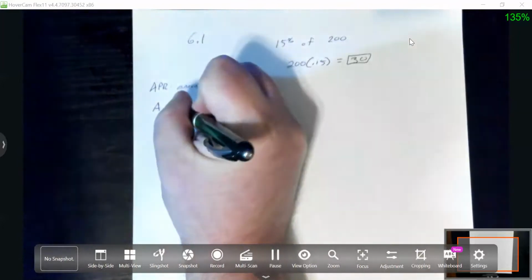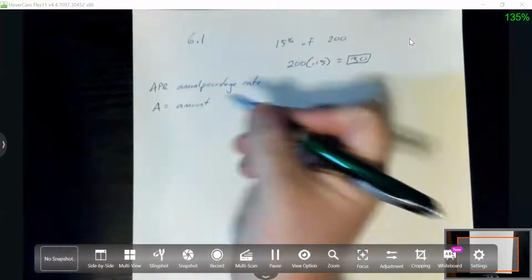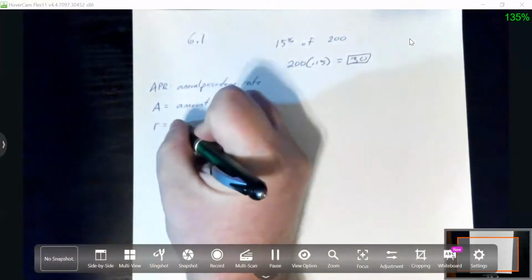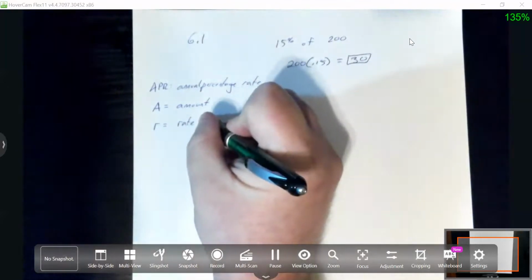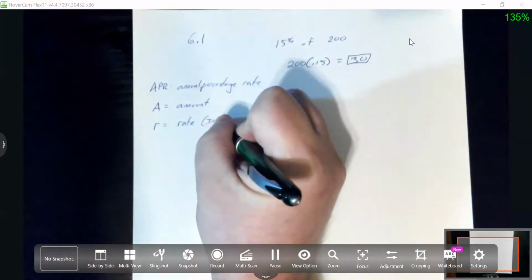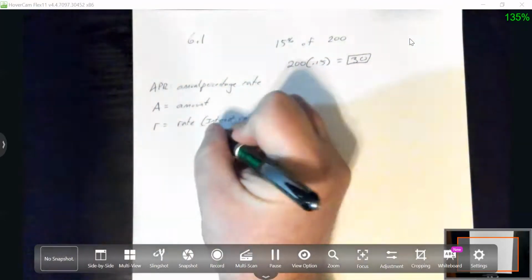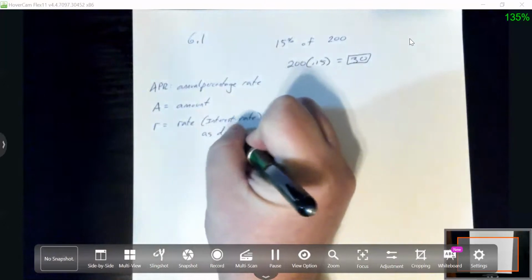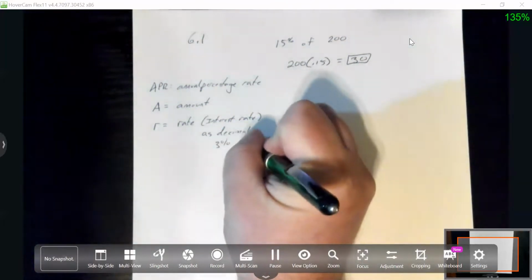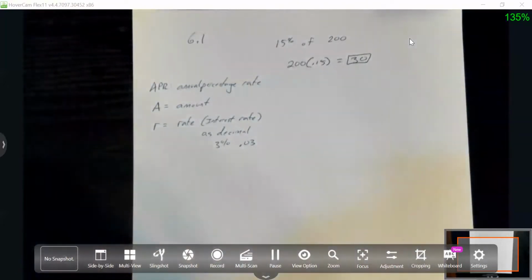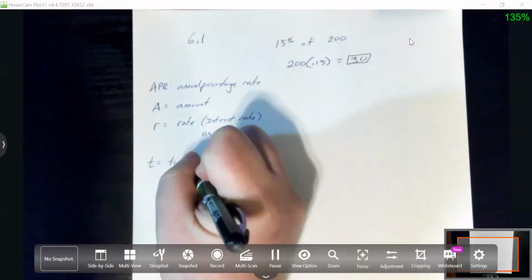We have A, which is almost always used as an amount, usually an amount after a certain amount of time. We have R, which is our rate. For the sake of this lesson, it's going to be our interest rate. The main thing you have to remember is that R has to be given as a decimal. So 3% would be an R of 0.03. Make sure you have that. We have T, which is time in years.